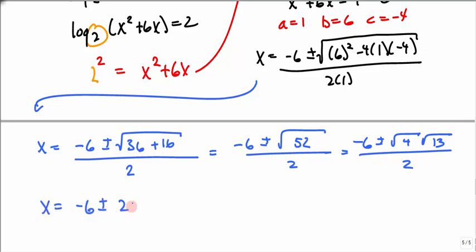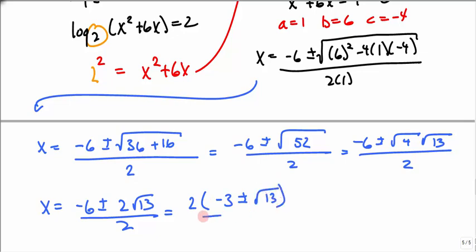Square root of 4 is 2. And now I can think about canceling that. So I'm going to factor a 2 out of the numerator, and I'll be left with negative 3 plus or minus the square root of 13 all over 2. So I have two solutions, negative 3 minus the square root of 13, and negative 3 plus the square root of 13.